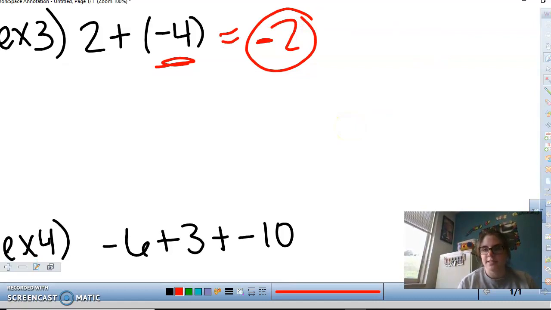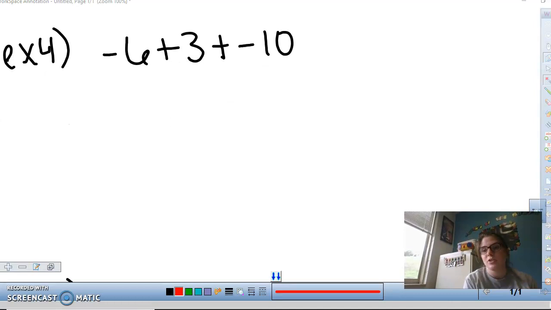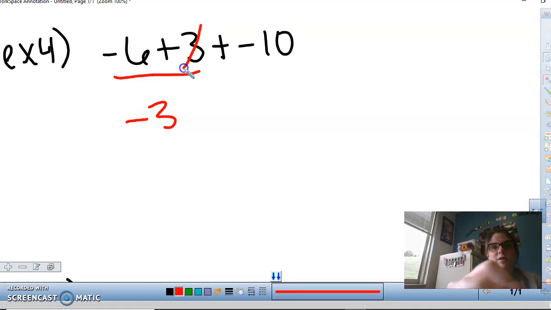Looking at our next example, now I have 3 numbers, so it's not going to change. I'm just going to do basically 2 different problems now. So I have -6 plus 3 plus -10. So let's just look at just this first part first. So -6 plus 3, I have different signs, so that means I'm going to subtract. So I know 6 minus 3 is going to be 3. And then I keep the sign of the bigger number, so my bigger number is 6, so then it's going to be negative. So these 2 numbers I've already taken care of.